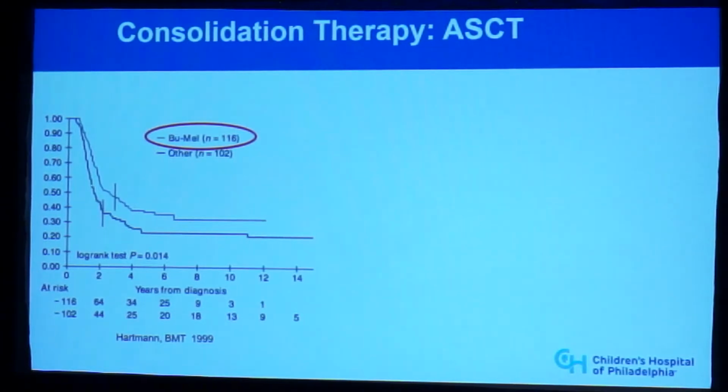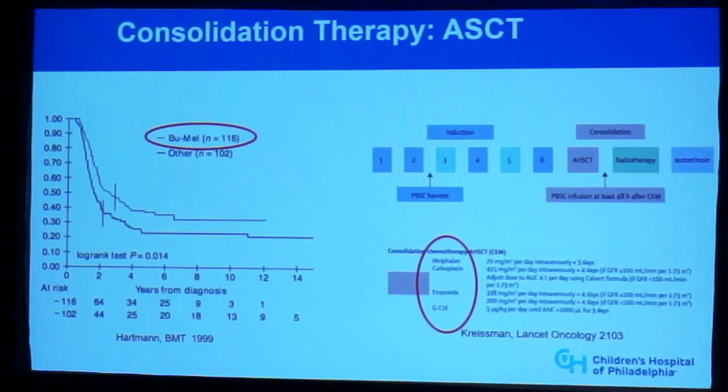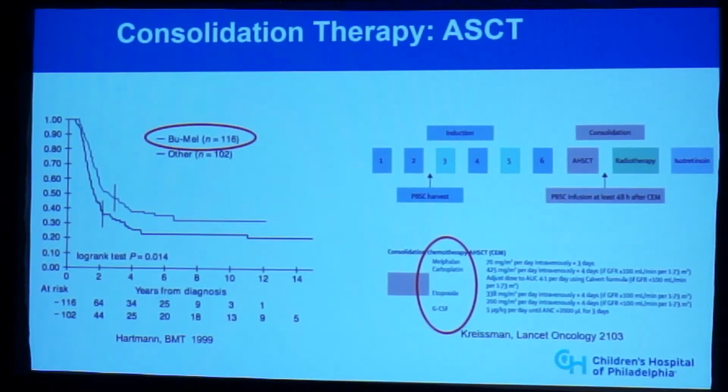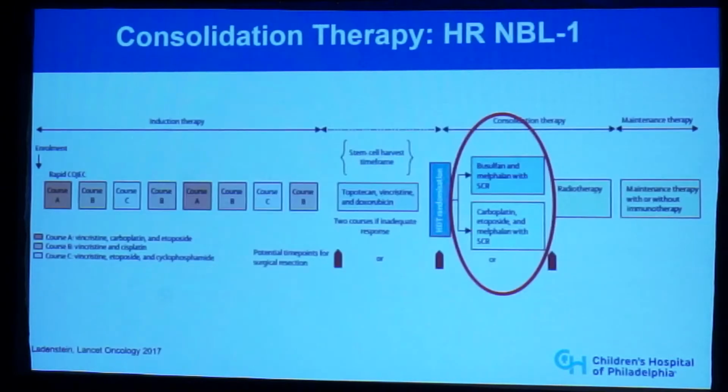In Europe, there has been a long tradition of using busulfan and melphalan, and this was based on a paper from the late 90s by Hartman and colleagues, showing the advantage of using busulfan and melphalan over a collection of other regimens. So BuMel has become the standard of care for consolidation therapy in Europe. On the other side of the Atlantic, the historical preference has been for a regimen that includes carboplatin, etoposide, and melphalan, as shown here. This is the schema from the A3973 study as published by Sue Kreisman and colleagues.